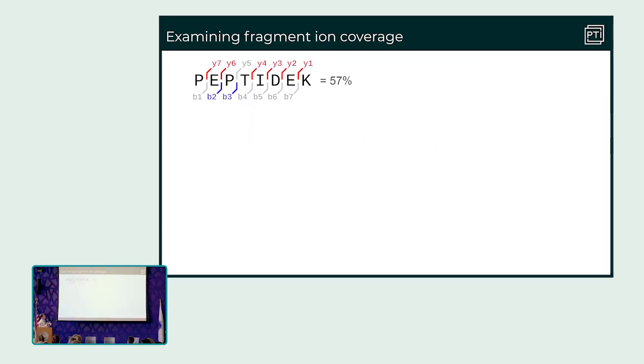But we can also begin to look at fragment ion coverage on a per peptide basis. There are a couple of ways we can look at this, and the first is just as a percentage of theoretical fragment ions that we're able to match with peptides. So here I've shown an illustrated example of a case where we have identified 6 out of 7 Y ions and 2 out of 7 B ions. So this equates to a 57% fragment ion coverage overall.